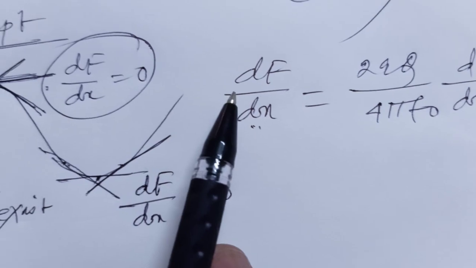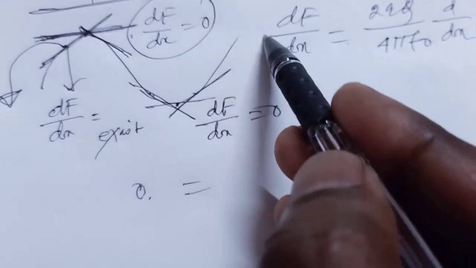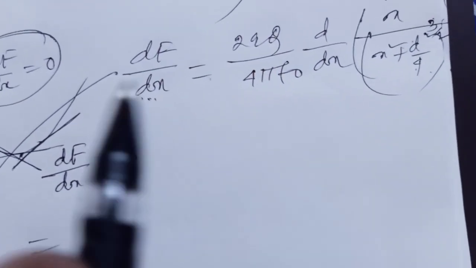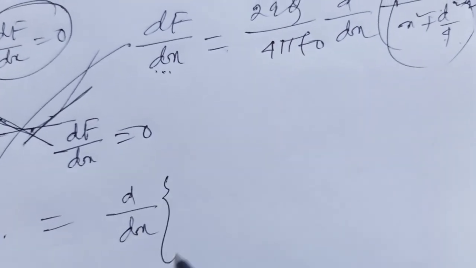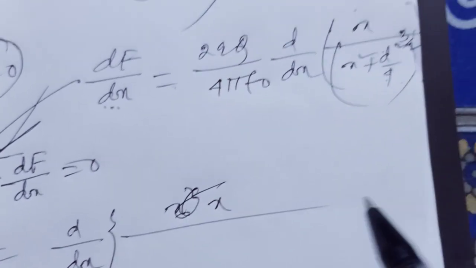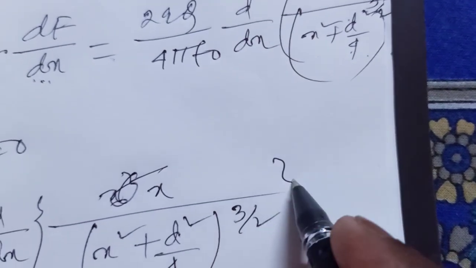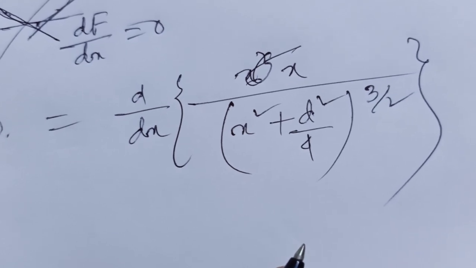So since it is the maxima point, dF by dx equal to 0. So this is 0, and this is 0. So 0 equal to 2qQ by 4 pi epsilon naught, this is also a constant. So we can write d by dx of that particular one, x by (x square plus d square by 4) whole to the power 3 by 2. And this is of the form u by v, so you have to apply the quotient rule here.